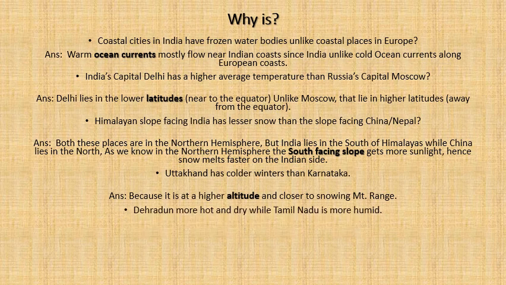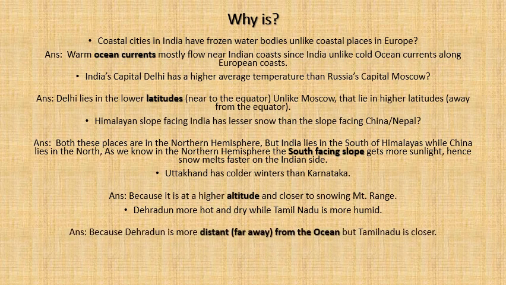Dehradun is hot and dry while Tamil Nadu is humid. What is the reason? Because Dehradun is more distant and far away from the ocean. So there is no water vapor. If there is no water vapor, there is no humidity. So that is why Dehradun is dry, and Tamil Nadu is humid because it is closer to the ocean.